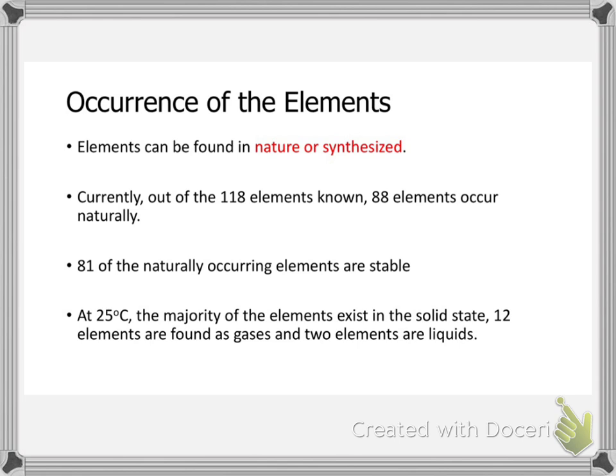Now, the elements, just so you know, can be found in nature or they can be synthesized. In many of the periodic tables in our classroom, the elements that are synthesized, instead of having a solid symbol, their symbol is outlined. So after element 92, which is uranium, all of those elements are man-made, which is synthesized. Currently, there's 118 elements known. Since everything after 92 is man-made, I suppose they could keep going.